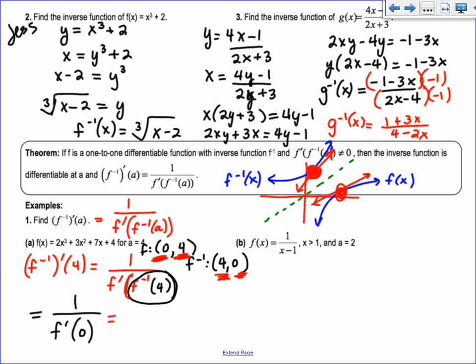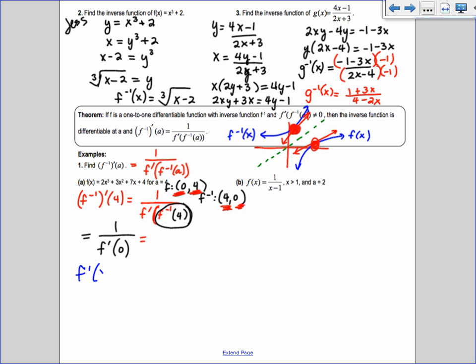Then I have 1 over f prime of 0, so I need to find f prime of 0. First I find f prime. Looking at my f function, f prime of x is going to be 2 times 3, so 6x squared plus 6x plus 7. So f prime of 0 is 7, and your answer is 1/7, because it's the rule: the 1 divided by is the reciprocal thing.